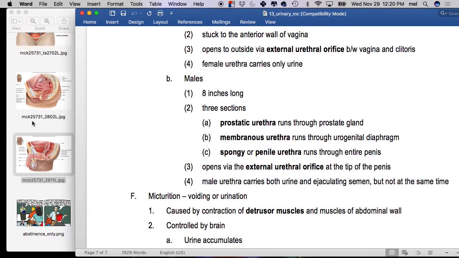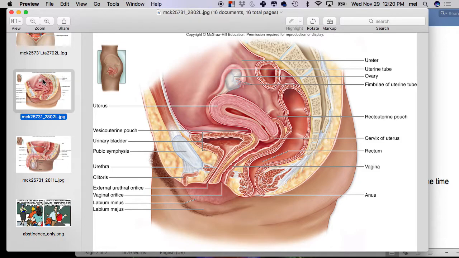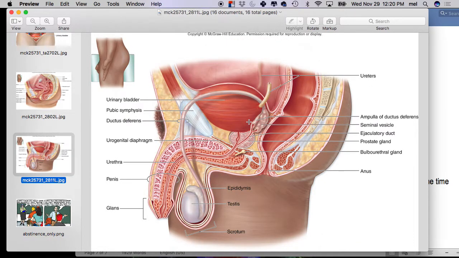Now one big difference, and we'll see how it occurs today when we start going into this, is that in the female, please note that the urethra and the reproductive structures are entirely separate in an anatomically typical female. However, in an anatomically typical male, they are not. The male urethra carries both semen and urine, but not at the same time.